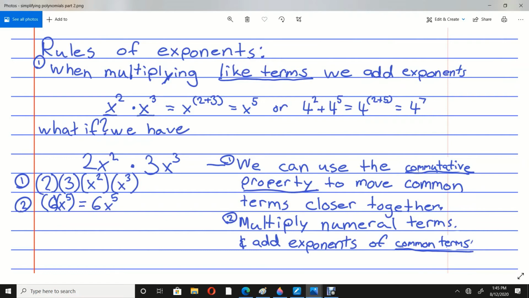So this is different, right? We couldn't add x squared and x cubed together, so we couldn't have x squared plus x cubed, or x to the second plus x to the third, but we can multiply them together. X squared times x to the third equals x to the 2 plus 3, or x to the 5. I'll give you another concrete example where we have 4 squared plus 4 to the 5th.